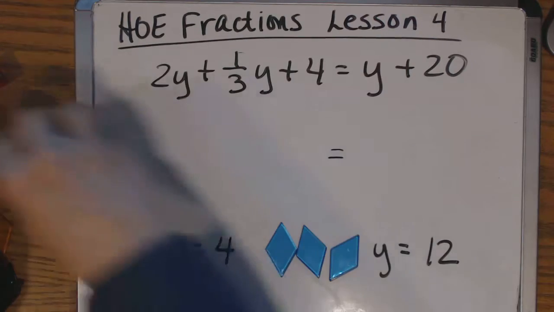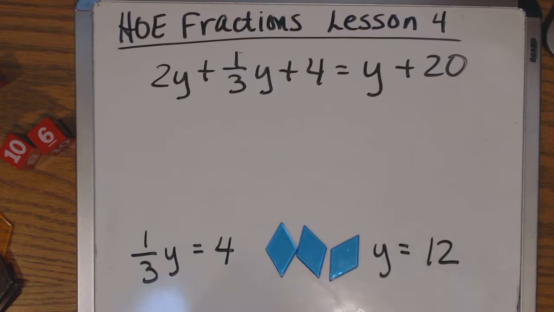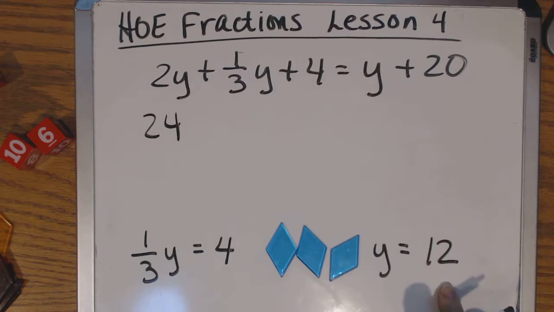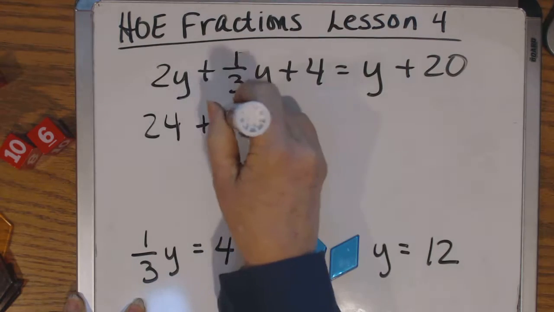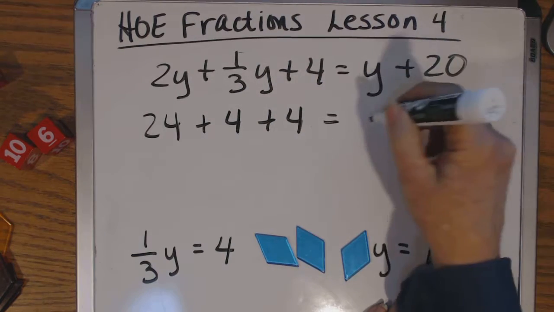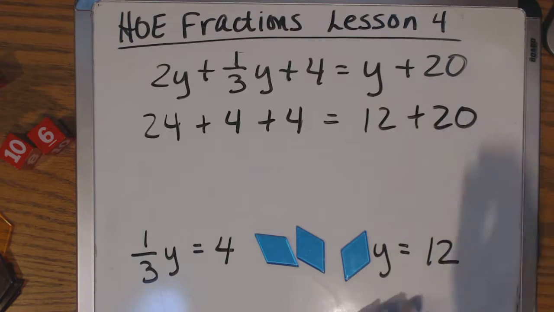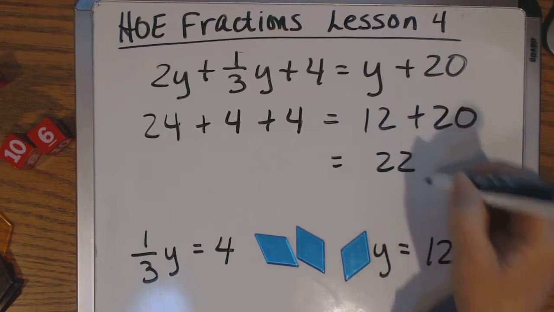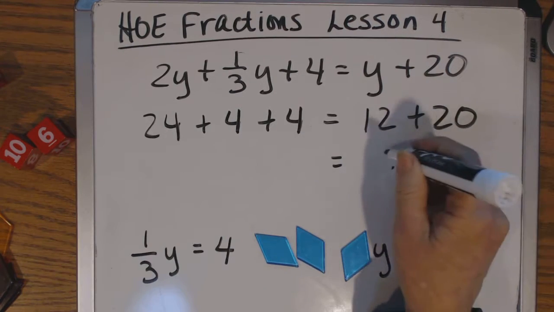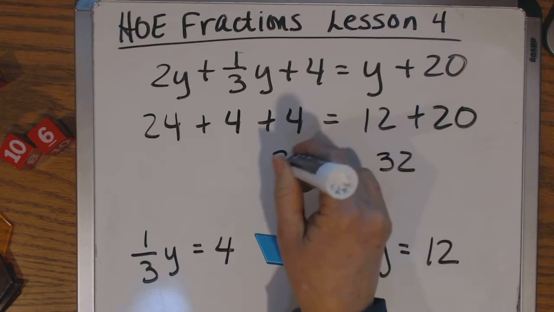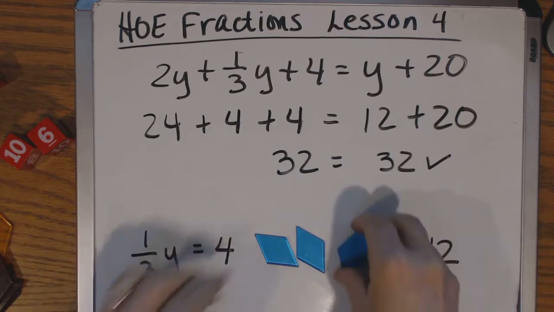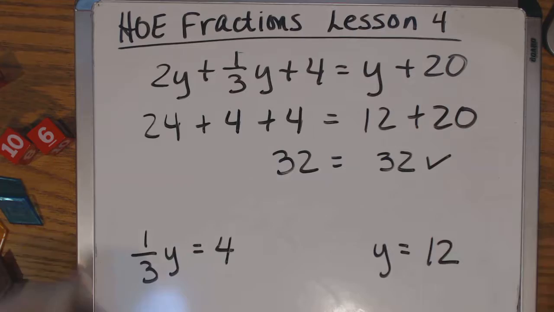Okay? Do the check. 2y is 24, 2 times 12, plus 1/3 of y, that's a 4, plus another 4, equals y is 12, plus 20. See if that's true. This is 24, 28 plus 4. Sorry, not 22. 32. So 32 is equal to 32. All right, check. Example 1. Let's do example 2.